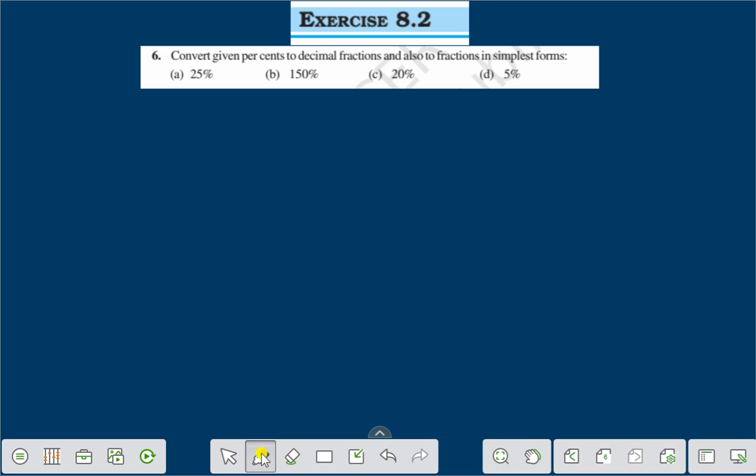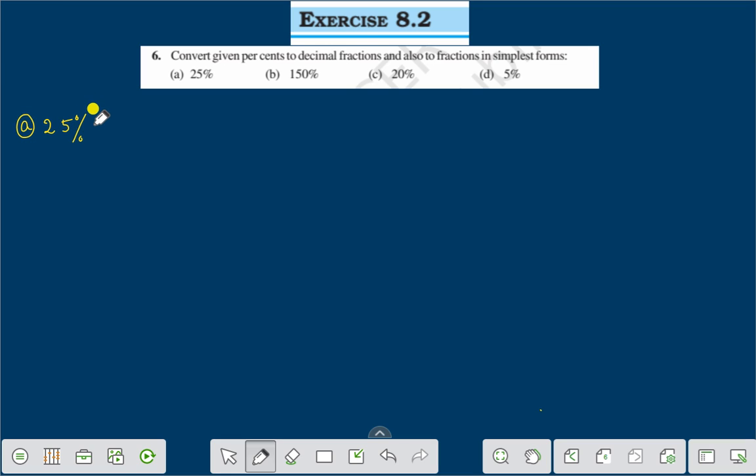Question number 6 is given: convert given percents to decimal fractions and also to fractions in simplest forms. Right? Let us find question number A. Question number A is 25%.